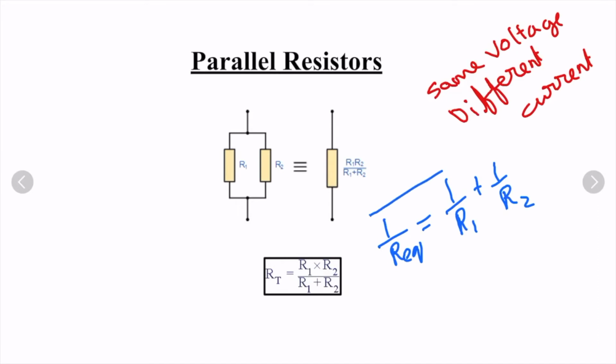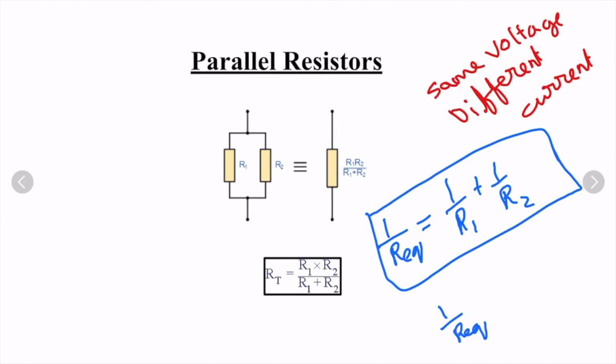but if you apply this formula, yes, this is the actual formula, it will take time to calculate the value, and sometimes we just forget to reverse the value. Like we calculate 1 upon R equivalent and we write this value as R equivalent, so we missed calculating R equivalent. So a better way is to apply the multiplication over addition formula. You will get the direct value, and it is an easy way to calculate. It will again save your time.